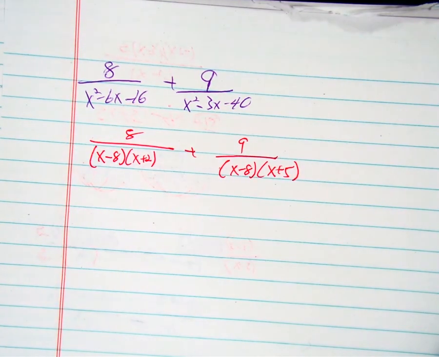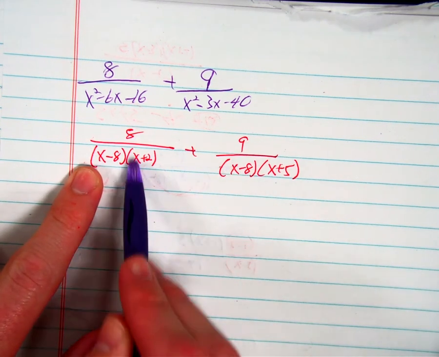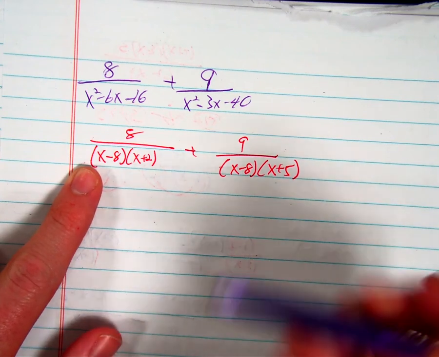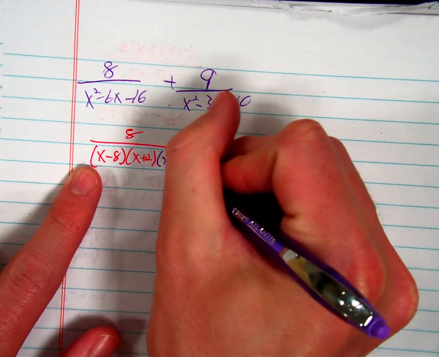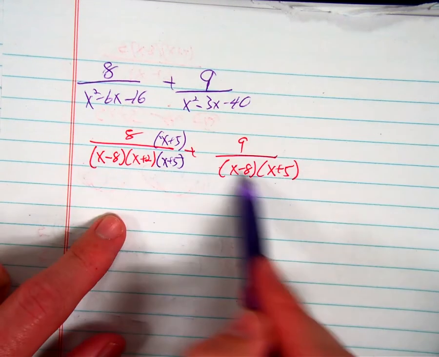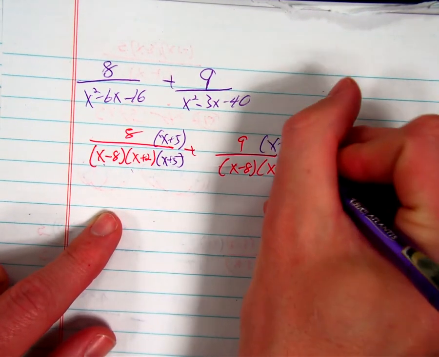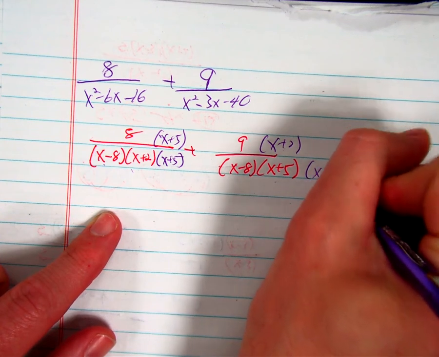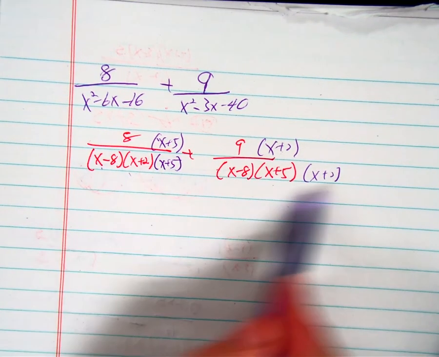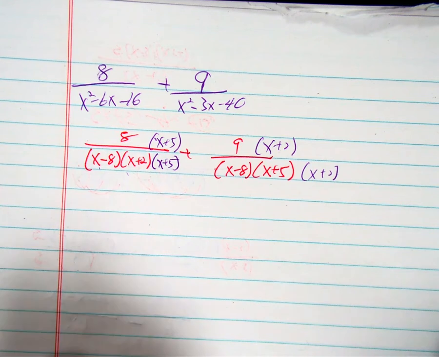Alright, now what do I do? They both have the x minus 8 in common. What is this one missing that that one has? The x plus 5. What is this one missing that that one has? The x plus 2. Okay, so now I have the same common denominator. It's a plus in the middle, so it's not very tricky.